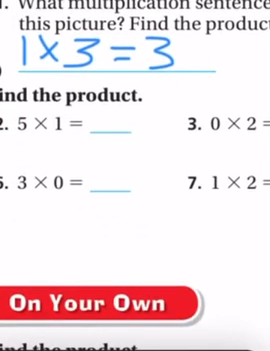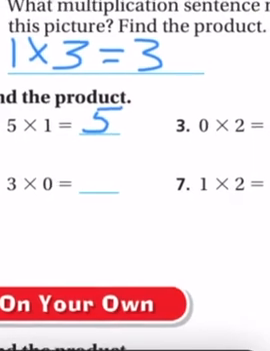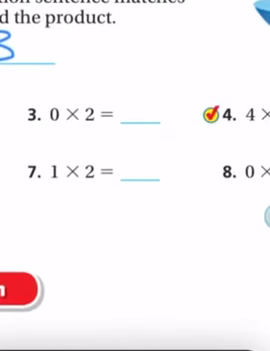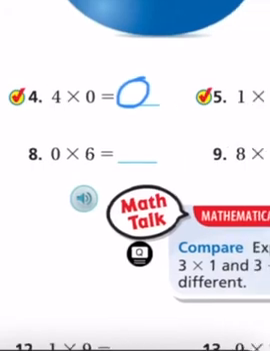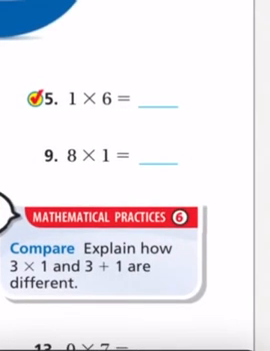Find the product. 5 times 1, I know my identity property of multiplication, so I get 5. 0 times 2, I know my 0 property. Any number times 0 is 0. 4 times 0, any number times 0 is 0. 1 times 6, any number multiplied times 1, you get the same number.